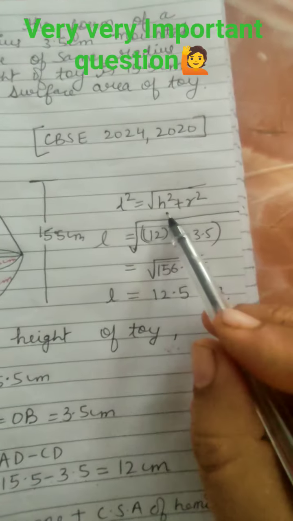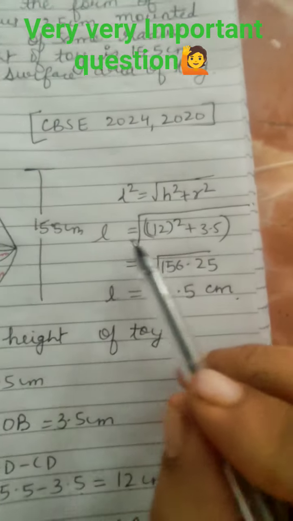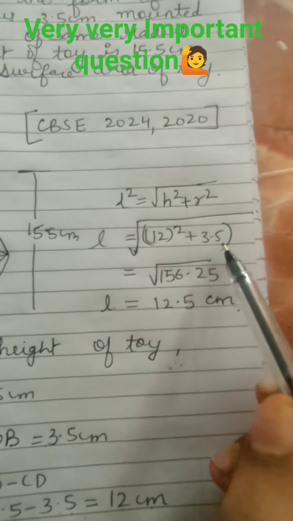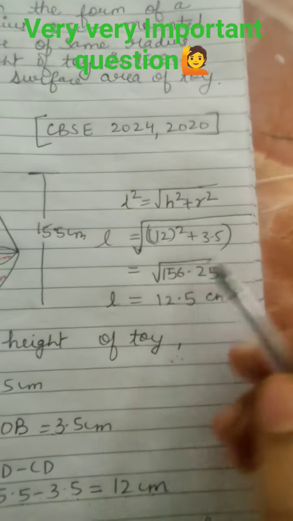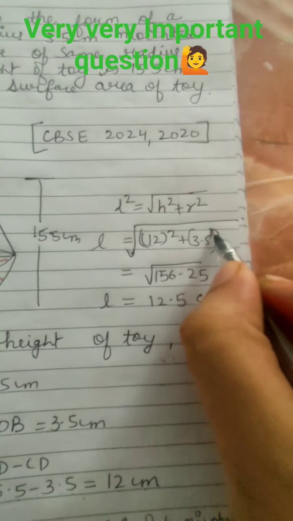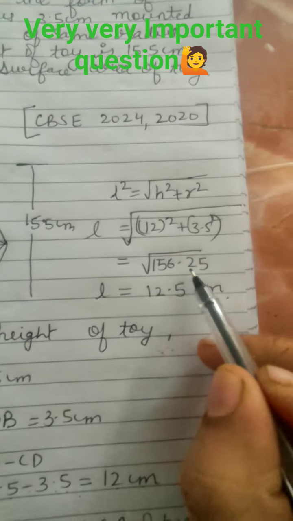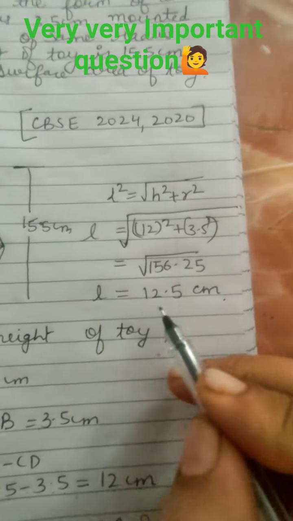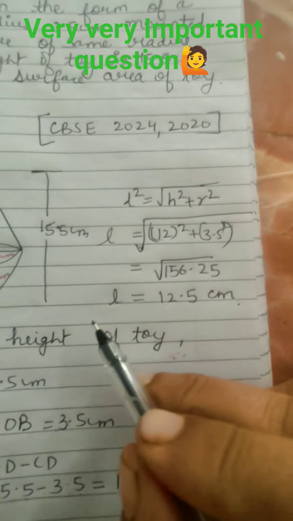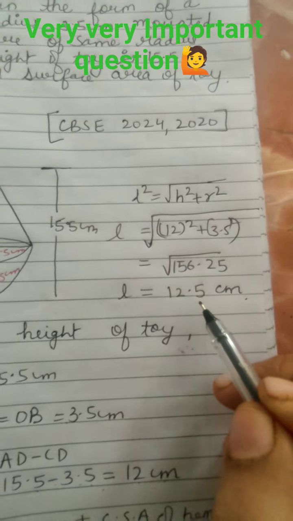L is equal to the square root of h square plus r square, that is 12 square plus 3.5 square, that is the square root of 156.25, that is 12.5 centimeter. So in this way we find the value of L.